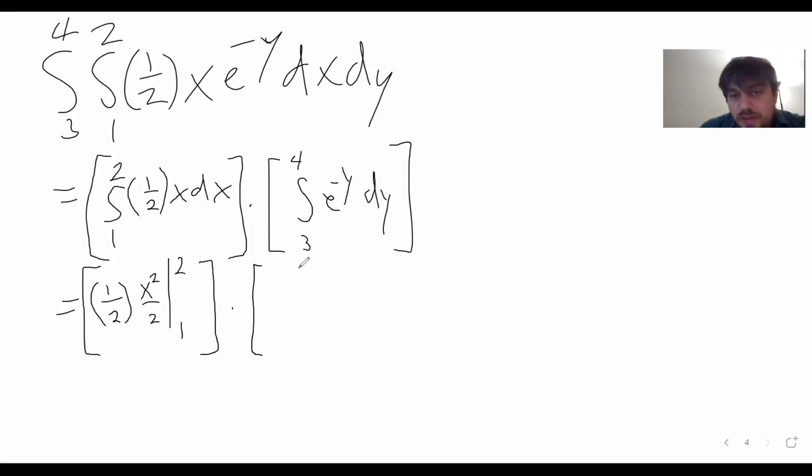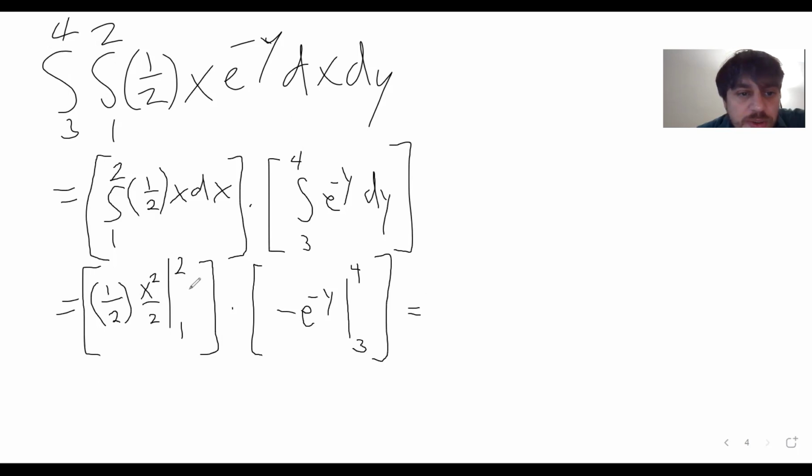And now, for the integral of e to negative y, an antiderivative of e to negative y is negative e to negative y. You can use substitution to show that. If you take the derivative of negative e to negative y, you get positive e to negative y. So this is an antiderivative of this integrand, and you're evaluating it from 3 to 4.